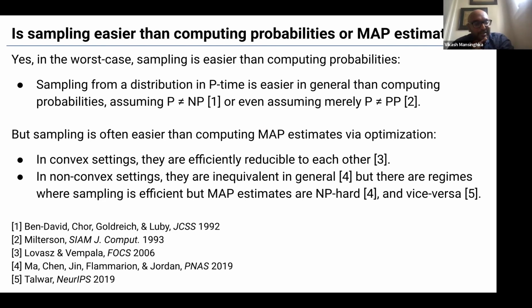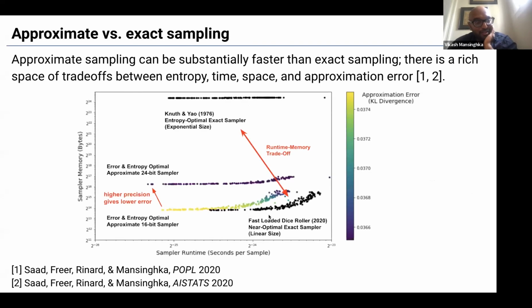And in fact, even though in the convex setting optimization and sampling are efficiently reducible to each other, in non-convex settings there are strong separations, some in regimes that are favorable to sampling and some to optimization. I think there are important notions of tractability to be captured here.